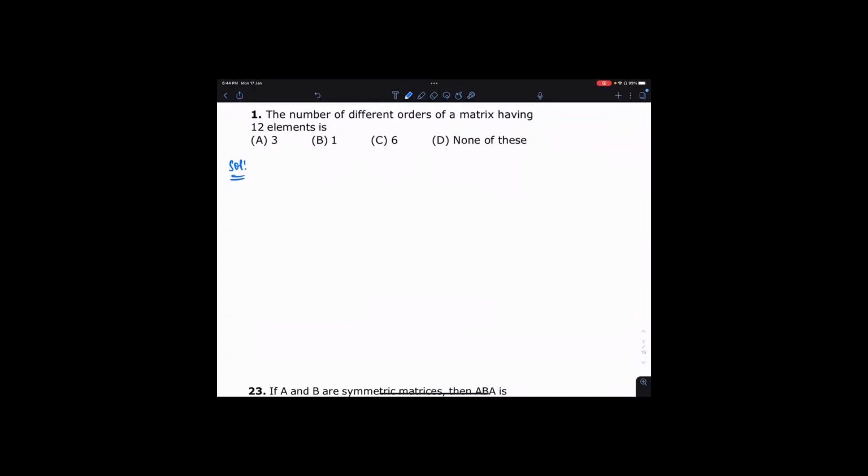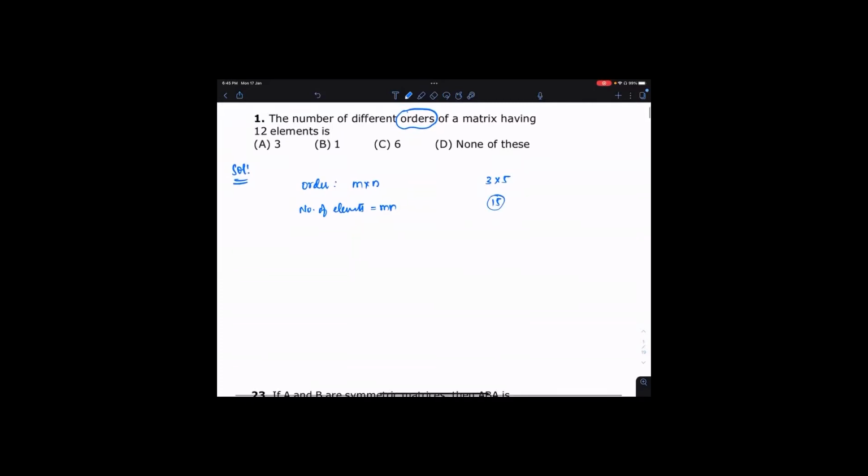The number of different orders of matrix having 12 elements. So you all understand what is order, right? A matrix has 12 elements. Now, if the order of the matrix is m by n, the number of elements will be mn, right? Like if the order of the matrix is 3 by 5, the number of elements will be 15. If the matrix has 3 rows and 5 columns, then it will have 15 elements. Now, they have given that the matrix has 12 elements. So what are the possible sizes of the matrix?